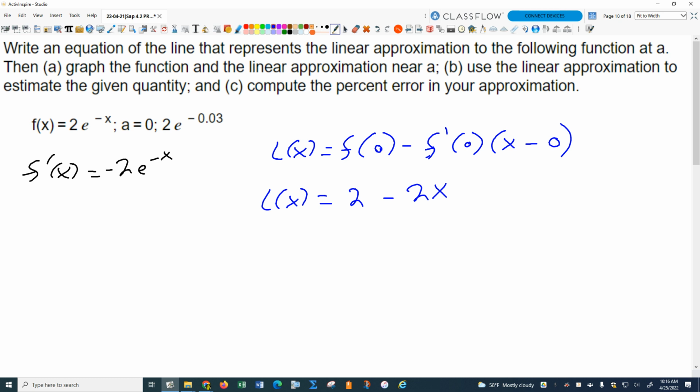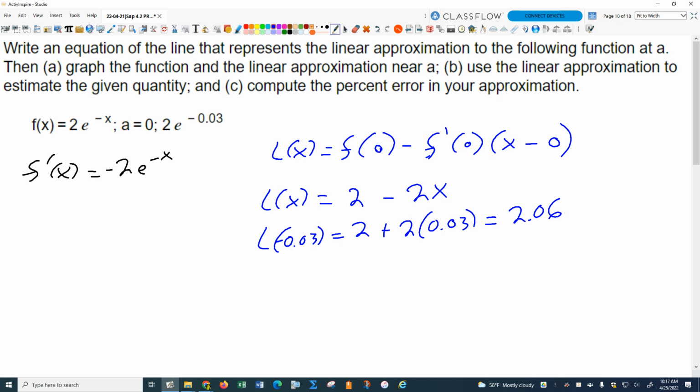Okay, and we want to approximate what the value of the function is at negative 0.03. Negative times negative is positive. So what's it going to give us then? The linearization is 2.06. That good? Is that what everybody got?